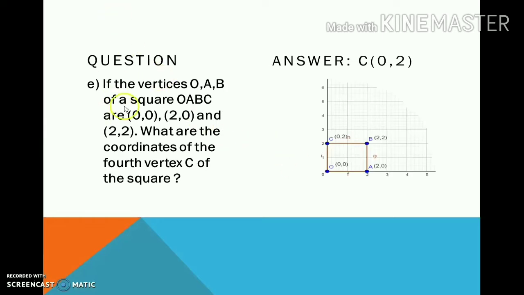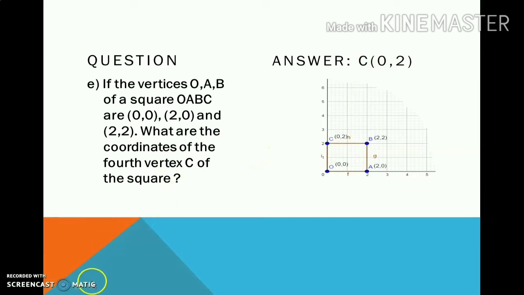So next question, if the vertices O, A, B of a square OABC are given like this, what are the coordinates of fourth vertex C of the square? चलिए ड्रॉ करते हैं. Here I have plotted O with coordinates 0, 0, then A with coordinates 2, 0, then B with coordinates 2, 2. फिर मैंने इनको ज्वाइन करके पूरा स्क्वायर कंप्लीट किया. Then what do I find? What are the coordinates of this C? These are 0, 2. So I have written the answer over here.